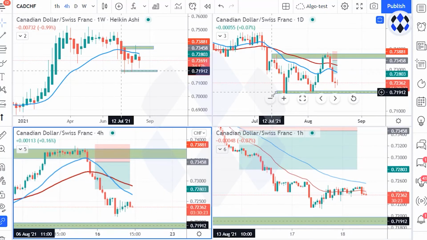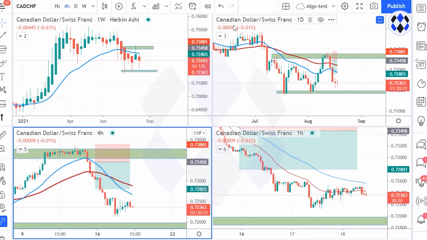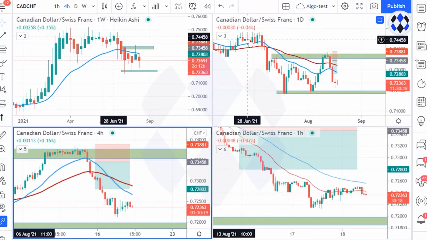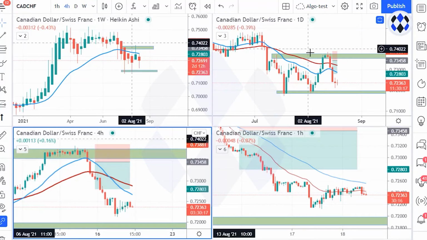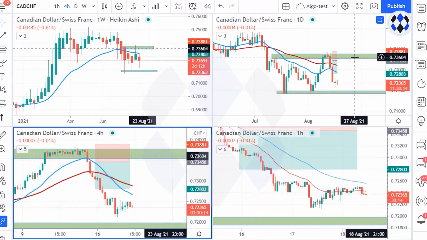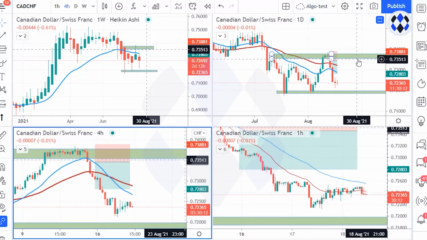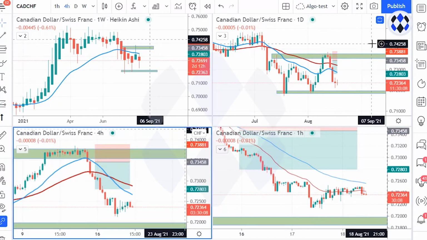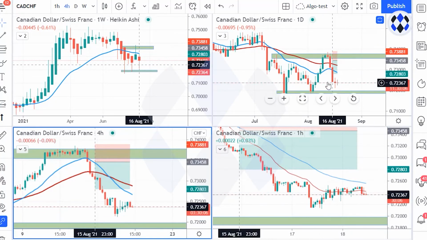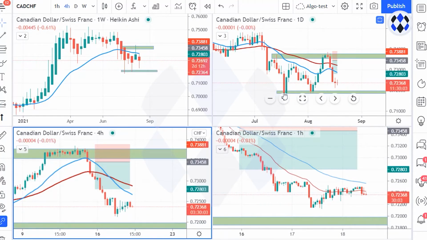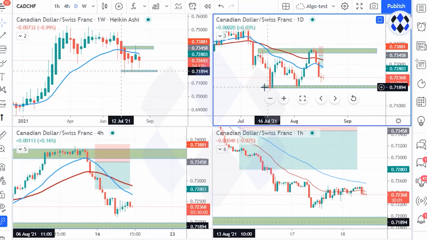But what do we see right now in the CAD Swiss? We can see that if the CAD is starting to turn up and the Swiss is starting to turn down, we would see a rise in the CAD Swiss. As you know, when you're trading a currency pair, you are always long one of them and short the other. So what we want to have a look at here is, do we have some support here? And we actually do.